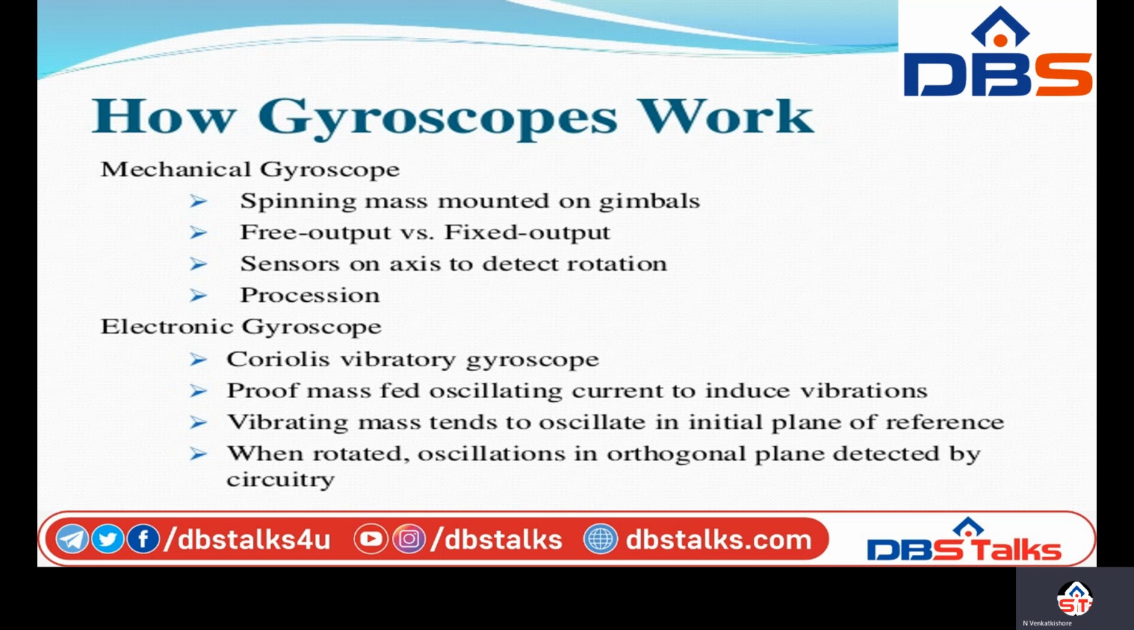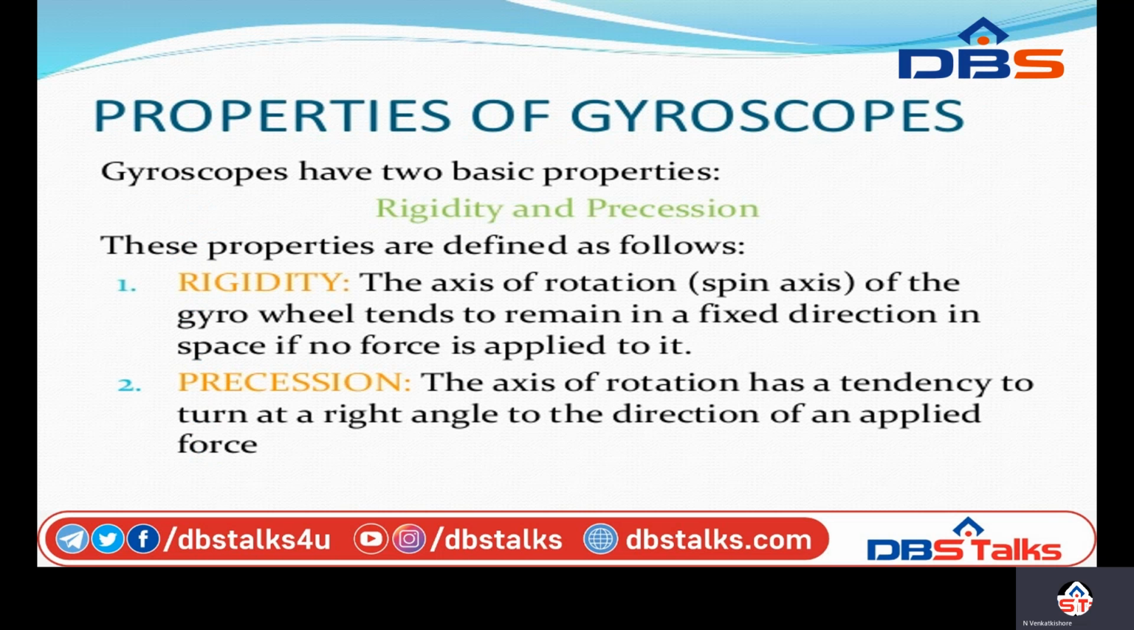The sensors on the axis detect orientation and the precession. The electronic gyroscope is a vibrational gyroscope. A proof mass is fed an oscillating current to induce vibration, and the vibrating mass tends to oscillate in the initial plane of reference. So the properties of gyroscopes are basically two: rigidity and precession.